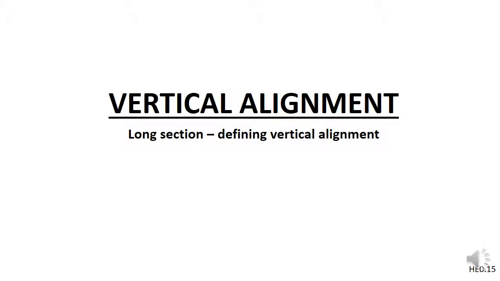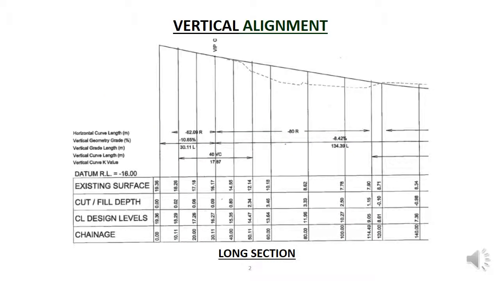In this video, we will look at the vertical alignment and long sections that we use to define it. The vertical alignment is defined by a long section, which is easy to remember as a shape. It is the shape as you go along the road. This long section is for the road we looked at in the plan.